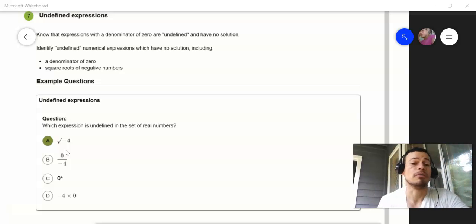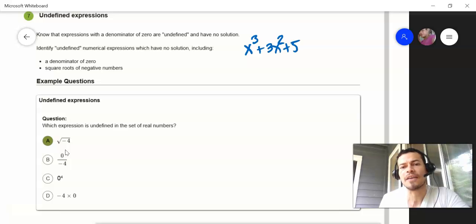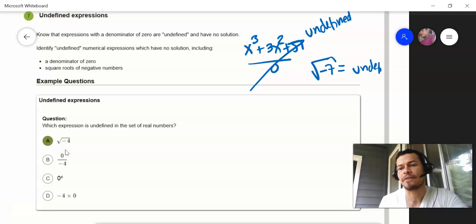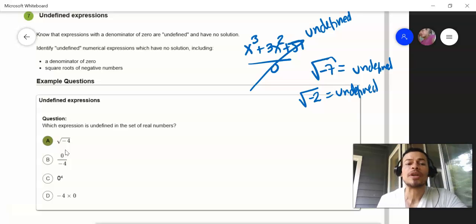Okay, so every single time that you have something divided by 0, that in math doesn't exist. If you have a polynomial x to the power of 3 plus 3x squared plus 5 divided by 0, this is undefined because the division by 0 doesn't exist. It's the same as if you have a square root of negative 7, that is undefined, okay? Or square root of negative 2 is undefined, okay? Undefined.